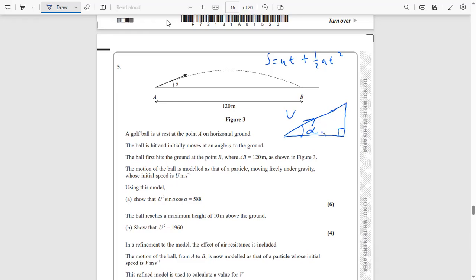That means we've got an initial horizontal speed of U cos alpha. Remember, cos is adjacent over hypotenuse. U is the hypotenuse, so the adjacent must be U cos alpha. And so therefore, you've probably guessed it, our initial vertical speed is going to be U sine alpha. So that's going to be helpful with this question here.